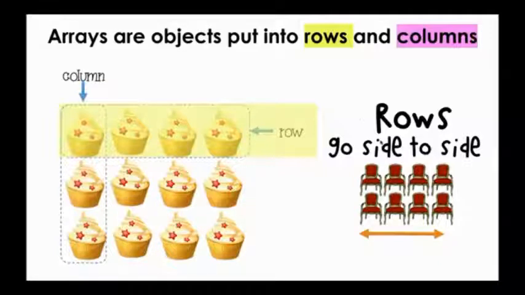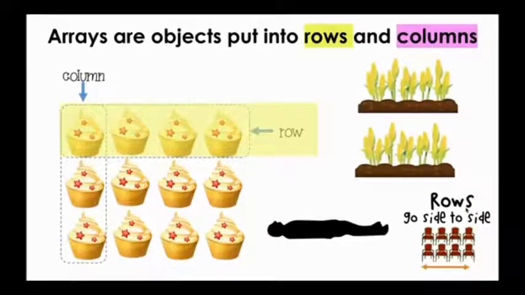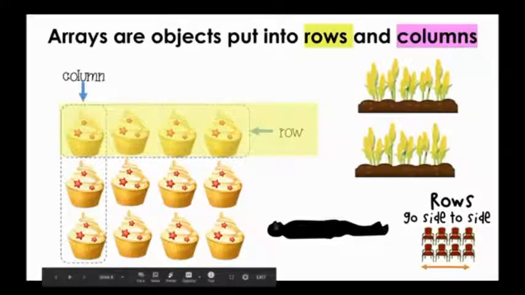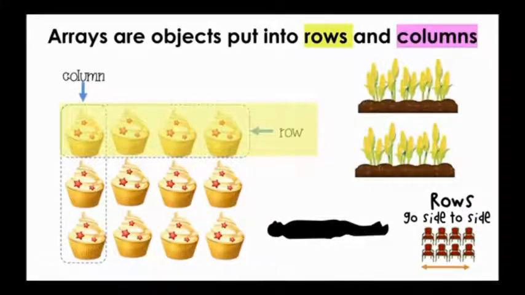A row goes side to side, like these chairs, or maybe chairs in a movie theater or at a concert. You can also think of rows like when you lay down to go to bed at night, you're putting your body in a row. Or we plant corn in rows in Iowa.